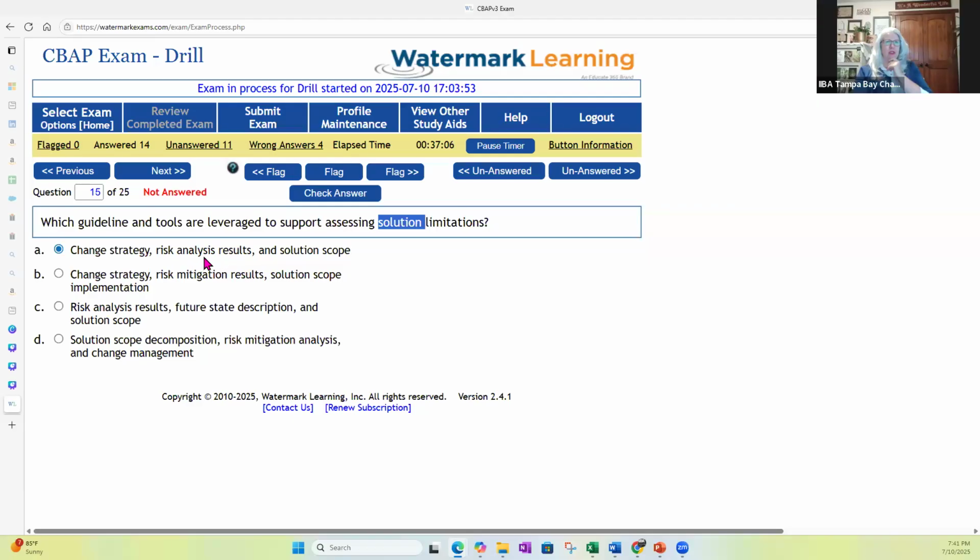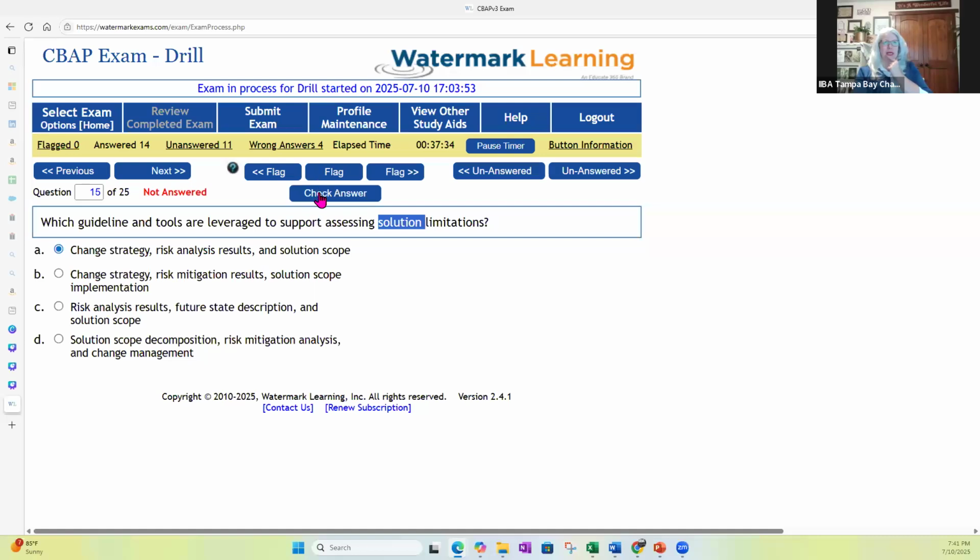Risk analysis results is in both A and C, so I'm going to skip that one. Solution scope is going to help you understand what the solution was supposed to be. This one also has solution scope. So this one has future state description and this one doesn't. I'm not in love with it. Oh, this C is looking good: future state description.